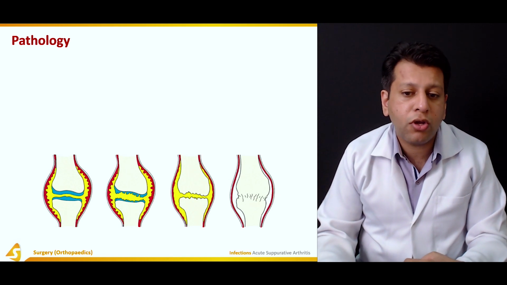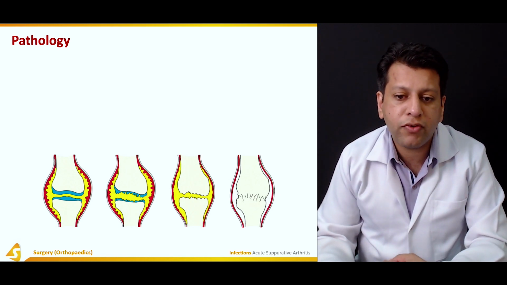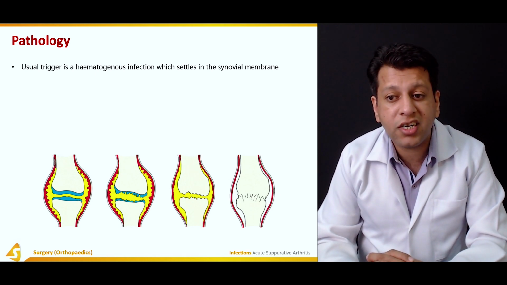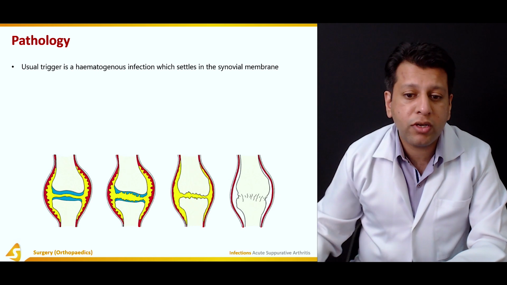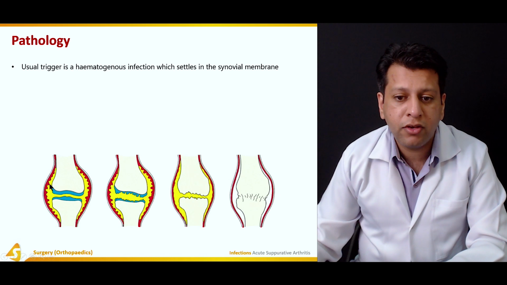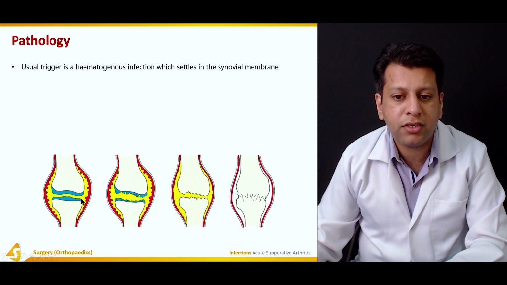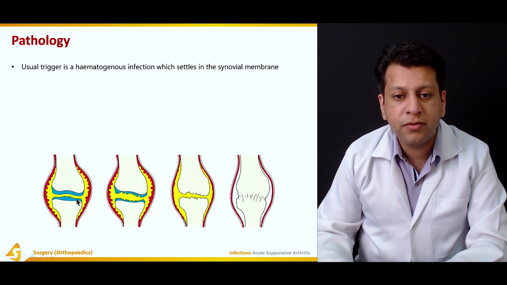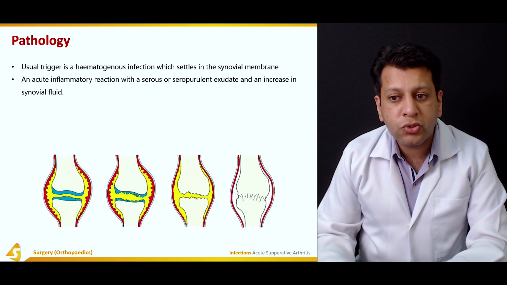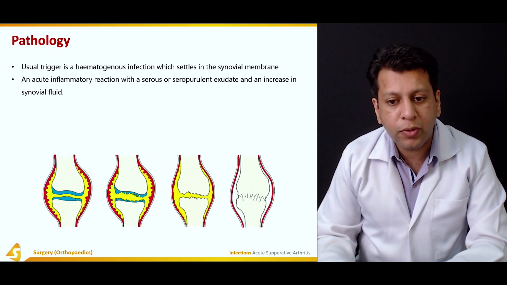Now coming to the pathology, this is the diagram of a knee joint. Usually a trigger is haematogenous infection, which settles in the synovial membrane. Once it settles down, it starts inflammation of the synovial membrane. Once the synovial membrane gets inflamed, there's increased synovitis, increased exudate formation, and a lot of edema formation in the joint. An acute inflammatory reaction with a serous and seropurulent exudate and an increase in the synovial fluid.